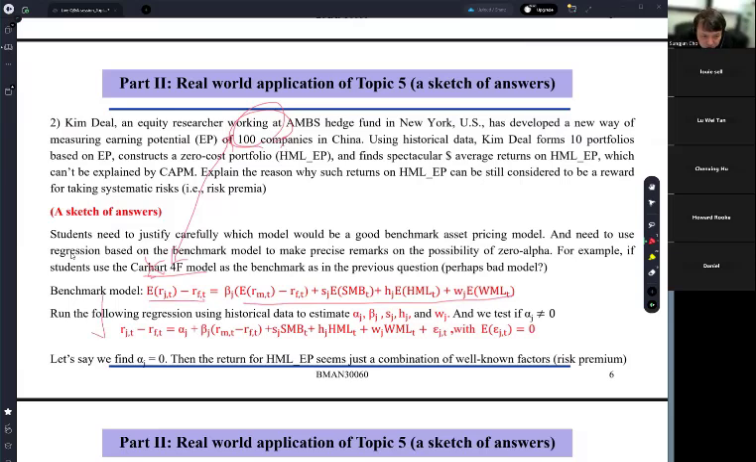The rest of the procedure is exactly the same as before. You run the regressions, take expectations, and test whether the alpha is equal to 0 or not. So the rest of the procedure is the same. If you just write it down like this without justifying your benchmark, you're going to get 25 out of 50. If all the rest of the procedure is correct, then you get 25.